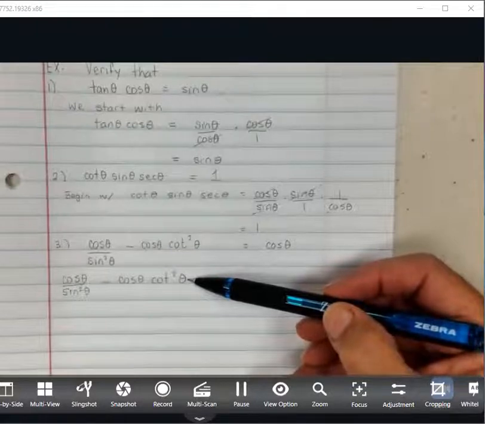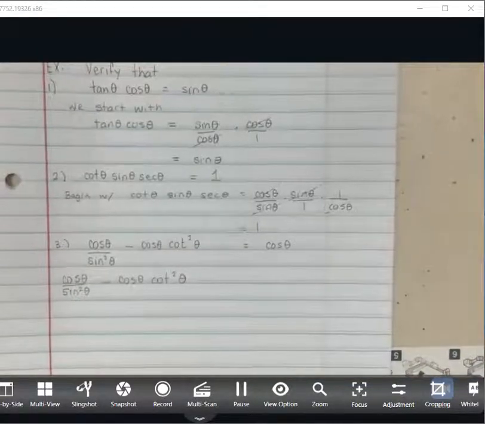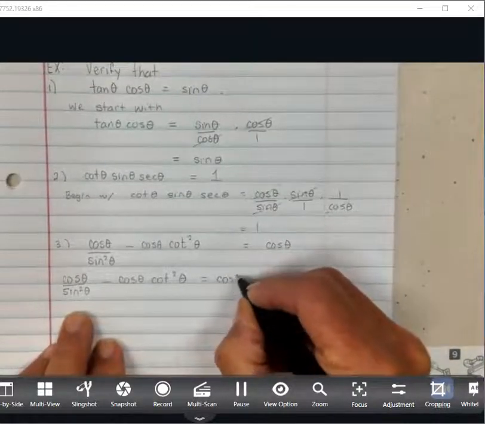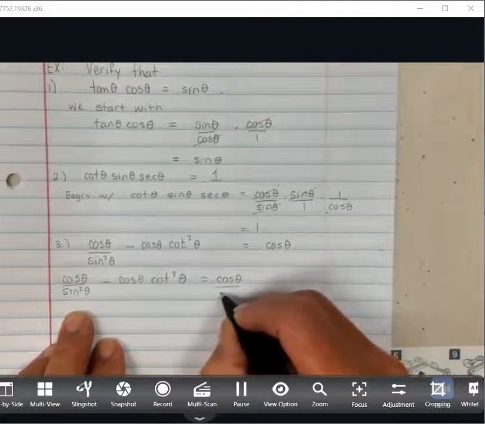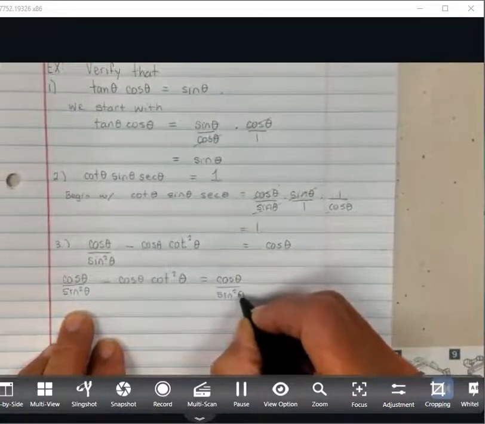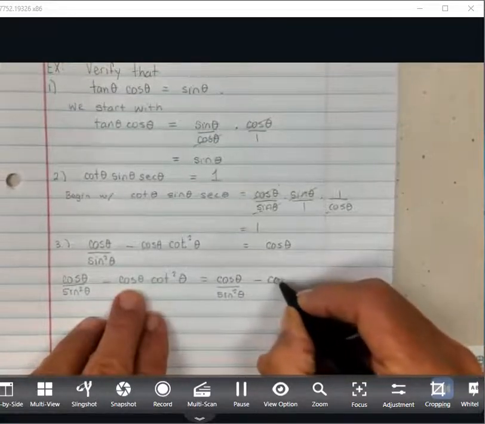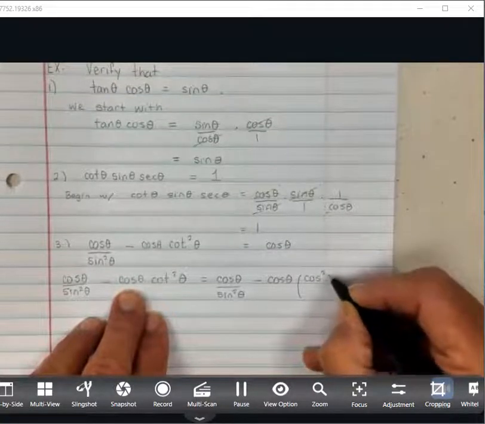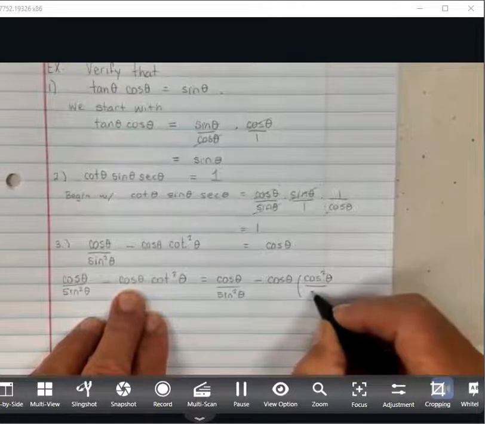This is cotangent squared. So just take the cotangent ratio. What is the cotangent ratio? Cosine over sine and square it. So I can replace cotangent squared with cosine squared over sine squared. So that's what I'm going to do right here. I'm going to replace cotangent squared with cosine squared over sine squared.